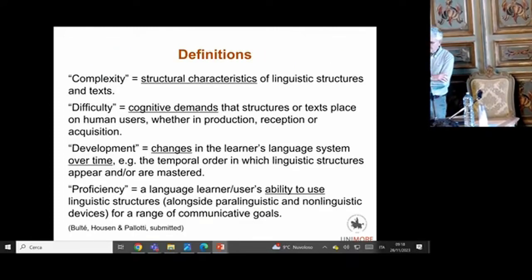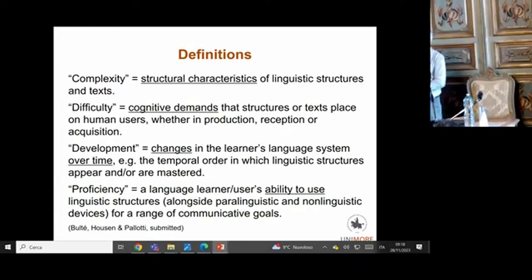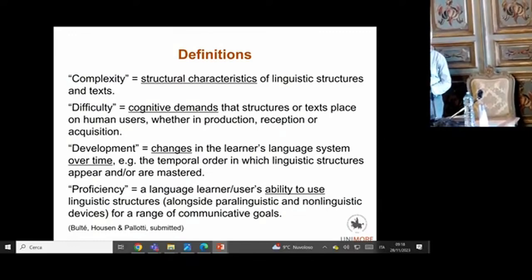And I will start from some definitions. So again, in this contribution I'm proposing with my colleagues, we define complexity, as I said, in terms of structural characteristics of linguistic structures and text. We define difficulty as the cognitive demands that these linguistic objects place on human users. So difficulty is the interaction between the linguistic structures and human users. So if you're looking at that, we propose to speak of difficulty.